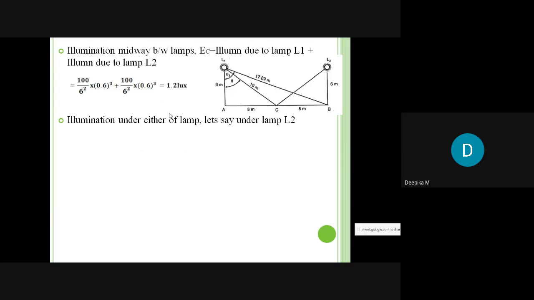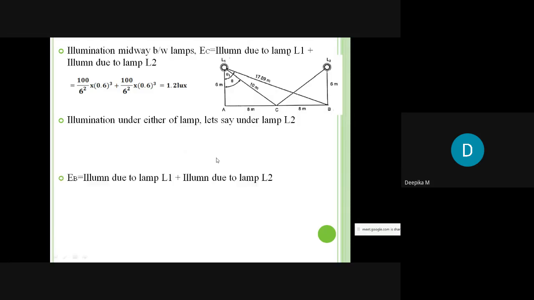Then the illumination under either of the lamps. If I calculate the illumination at point A, it is the same as at point B, because both have the same candle power, the same intensity and the same height as well. And midway: if the distance between them is 16 meter, then it will obviously be 8 meters. So thus we have calculated. And the illumination under either of the lamps is the same for both.